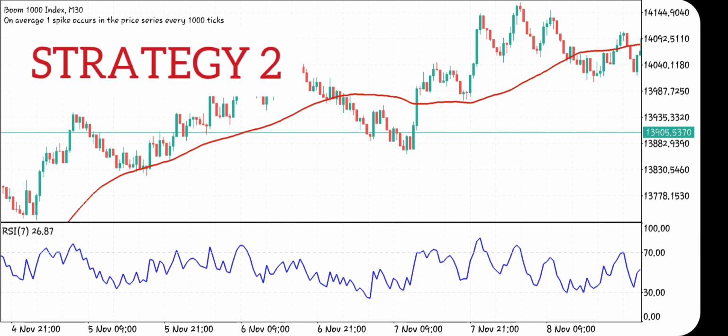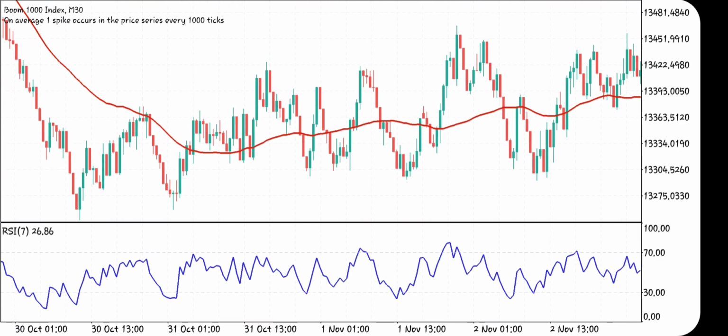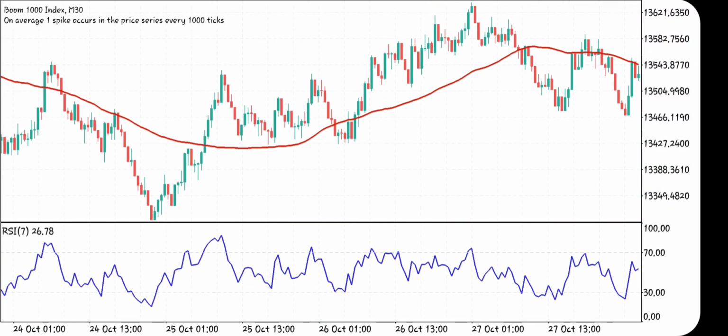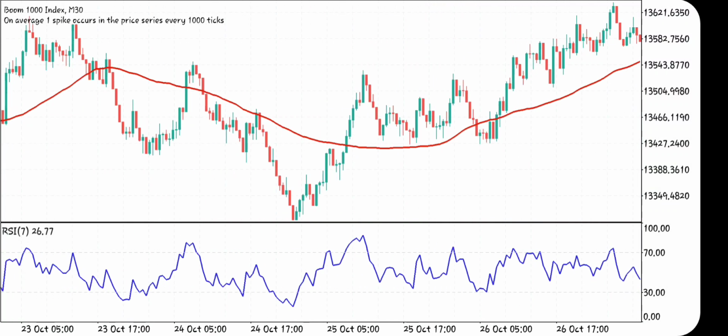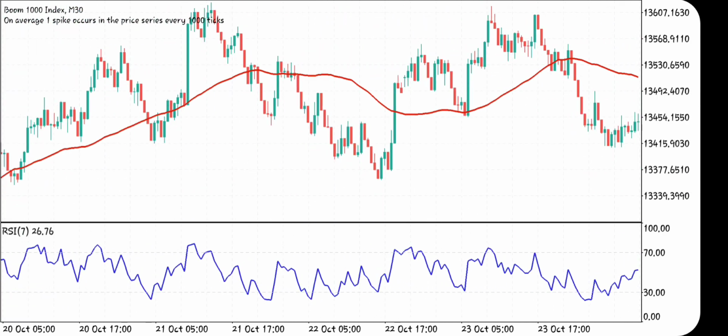This is a very profitable strategy, guys, and I've shown us the 2 ways we can use our RSI and moving average to make money from the market. And I'm very sure that if we take our time to understand this strategy, we're going to make a whole lot, I mean a whole lot of money from the Forex market.